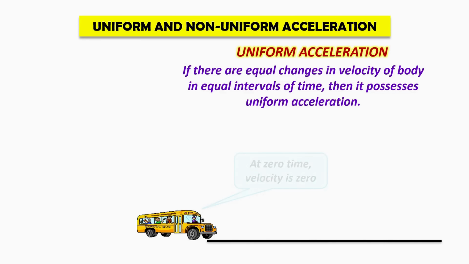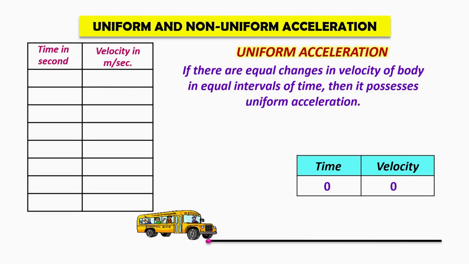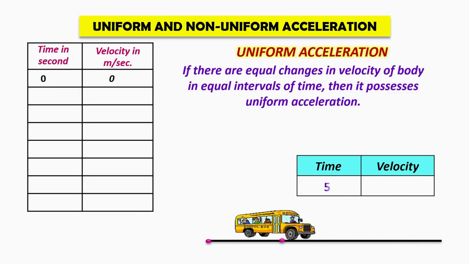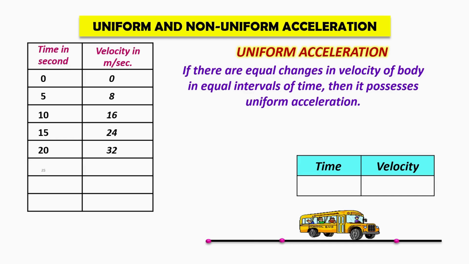Now observe the table shown on the screen. At 5 seconds, the velocity becomes 8 meters per second. At 10 seconds, the velocity is 16 meters per second. At 15 seconds, it increases to 24 meters per second. At 20 seconds, it becomes 32 meters per second, and so on.